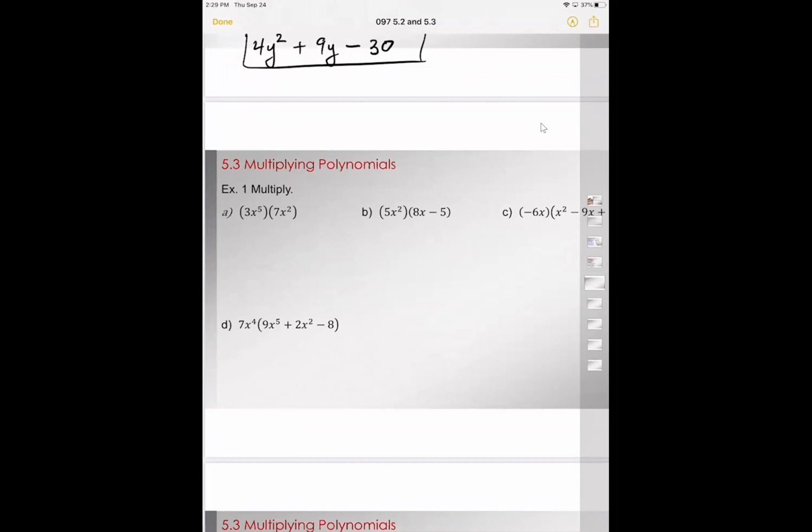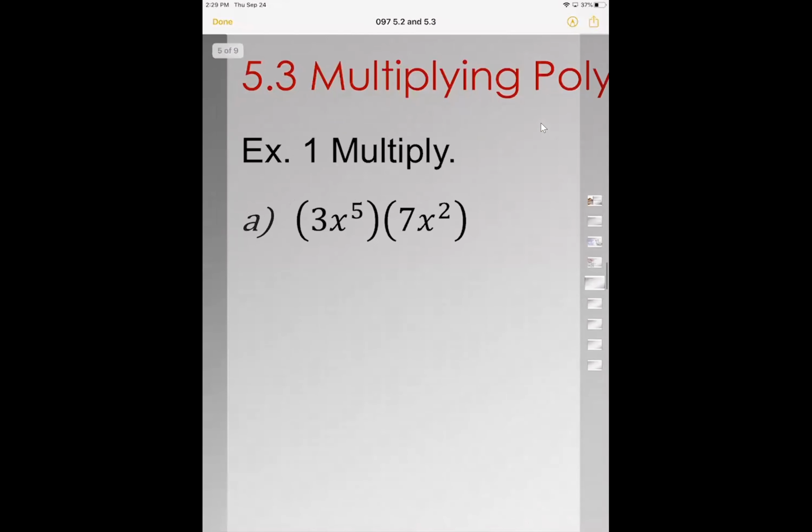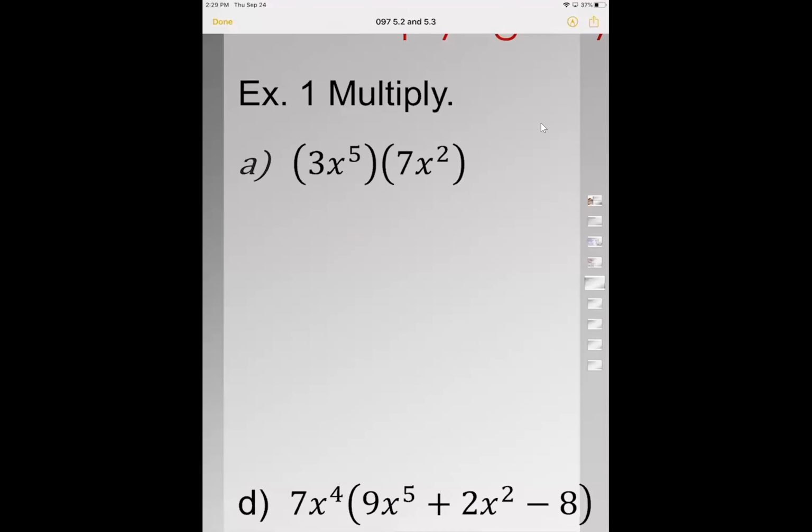But if you don't have a parenthesis, let's take a look at A. If you don't have a parenthesis, how do we go ahead and simplify or multiply this problem? Well, if you want to multiply this item here, all you need to do is take the constant times the constant, and the variable times the variable. Meaning all we need to do is take 3 times 7 and x to the 5th times x to the 2nd.